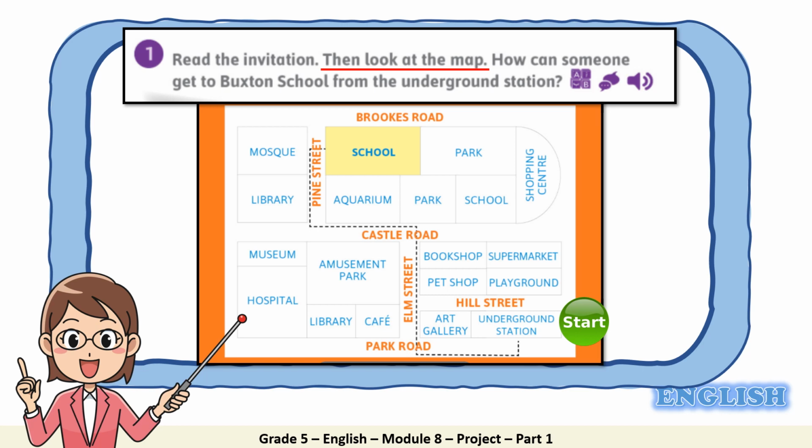From the understation, turn right and go straight on Park Road. Then turn right and go up Elm Street. Turn left on Castle Road and go straight. Then turn right and go up Pine Street. The Buxton School should be on the right.